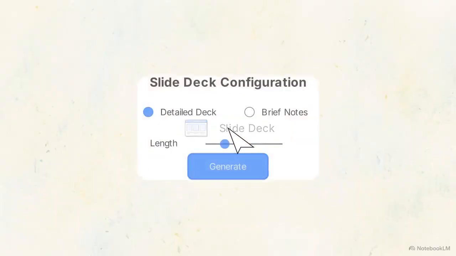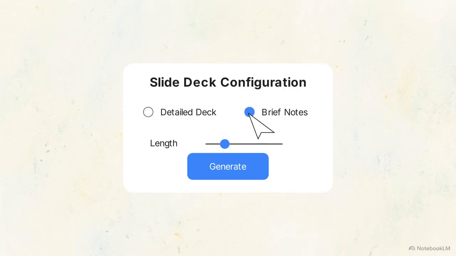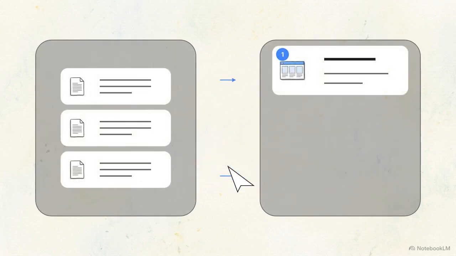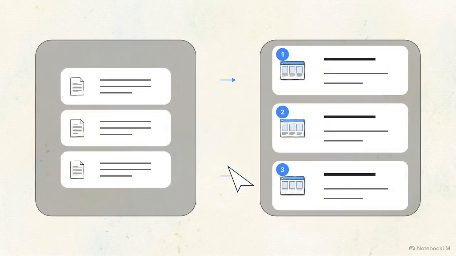Next, click on Slide Deck in the Studio menu. Choose whether you want a detailed deck or brief presenter notes. Select your desired length and hit Generate. The system reformats your text into a structured sequence of presentation slides. Right now, there is a specific constraint to be aware of. You cannot click directly onto these generated slides to manually edit the text or correct typos.